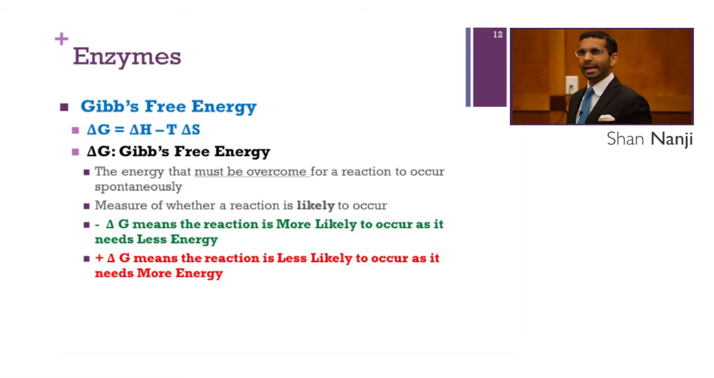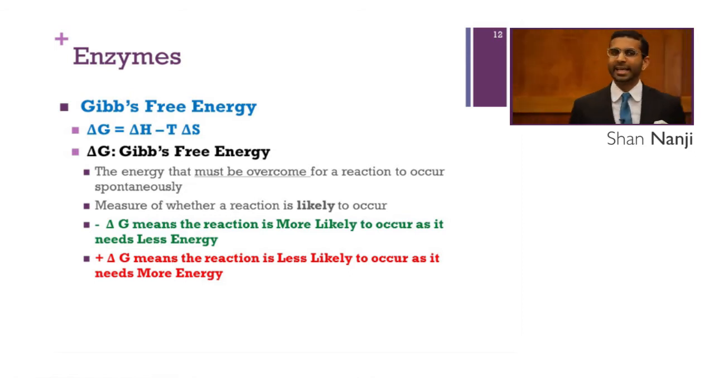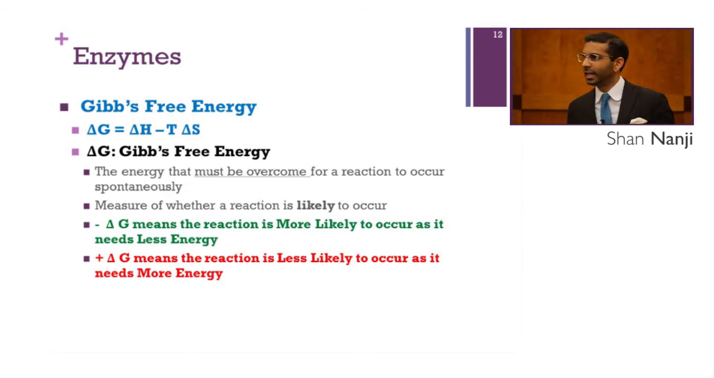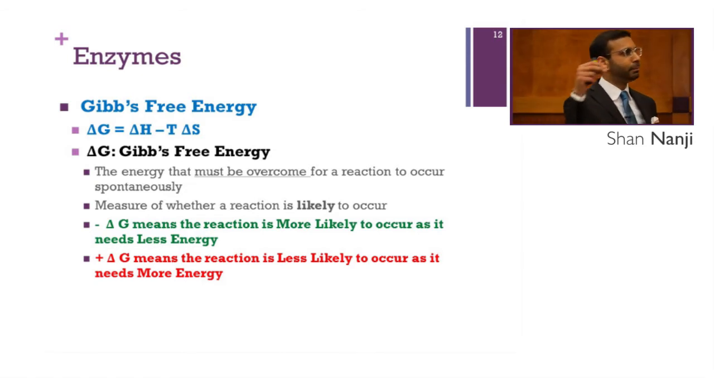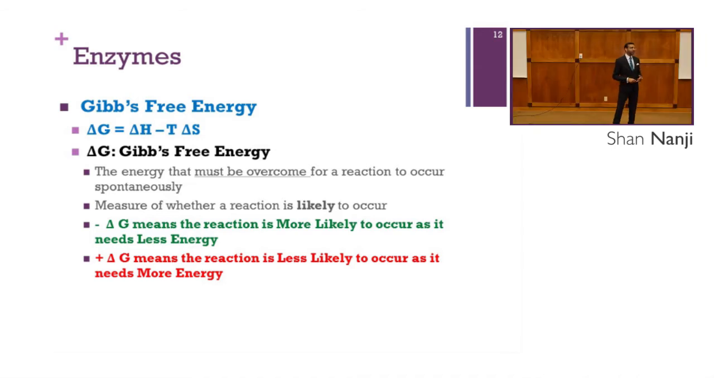So, Gibbs free energy is the energy that must be overcome for the reaction to occur spontaneously. I didn't say it must be overcome for the reaction to occur. I said it must be overcome for it to occur spontaneously. There's a difference. So this is a measure of whether a reaction is likely to occur. A negative delta G means the reaction is more likely to occur as it needs less energy. A positive delta G means the reaction is less likely to occur as it needs more energy.